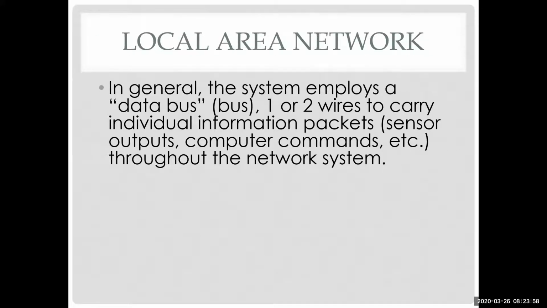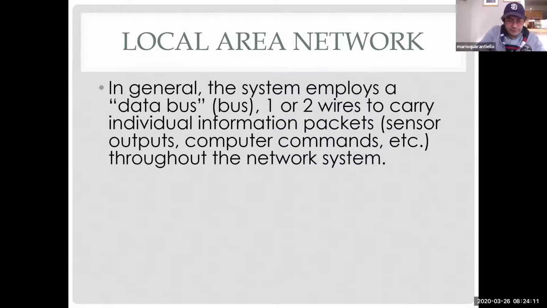So in general, the system employs a data bus of one or two wires to carry individual information packets, sensor outputs, computer commands, etc., through the network system. 5 volts, right? Depends on the network. Not all can, but high speed CAN C uses 5 volts and 2 wires. If I go to CAN A or CAN B, it might not do that. If I use FlexRay, it doesn't do that. So 5 volts is an arbitrary number that's used by CAN for that protocol.